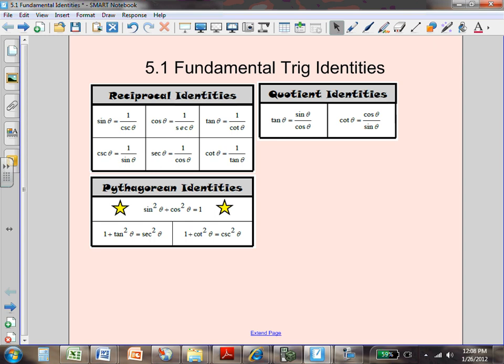Let's look at the quotient identities, though. They're pretty important, and we have already touched on the fact that the tangent is the sine over cosine. Well, here's why. When we looked at our unit circle, we had a radius of 1. This was our y value, this is our x value, this we called r. We also found out that our y value was really just the sine of theta, and our x value was just the cosine of theta.